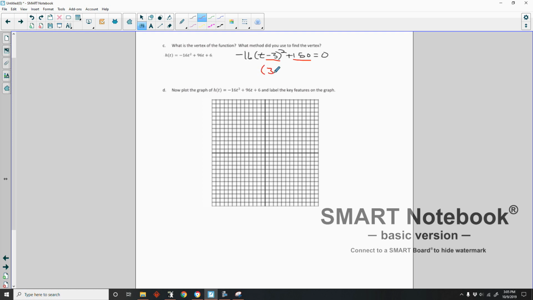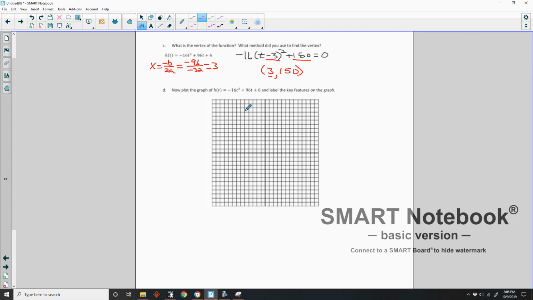The vertex is (3, 150). Now, if you didn't complete the square and you wanted to know the vertex from here, then you say x equals negative b over 2a. B is 96, so it's negative 96 over 2 times negative 16, or negative 32. And that equals 3. Negative divided by negative is positive. 96 divided by 32 is 3.